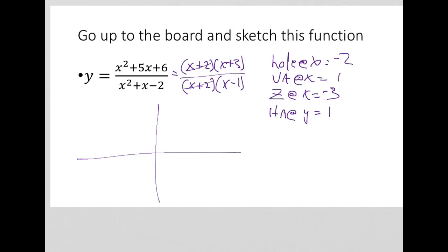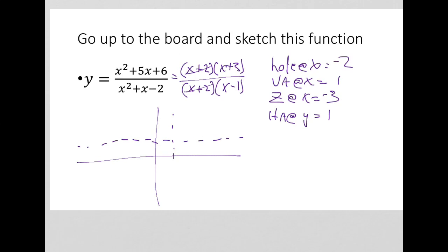First thing I'm going to do is sketch in my asymptotes at positive 1 for x and y. I'm going to sketch in my 0 right there. And I know I'm going to have a hole at negative 2, so I need to remember that. But now I can just sketch it in, and I know it's going to look like that over here, because if it were on the other side, I would have a 0, and I don't.